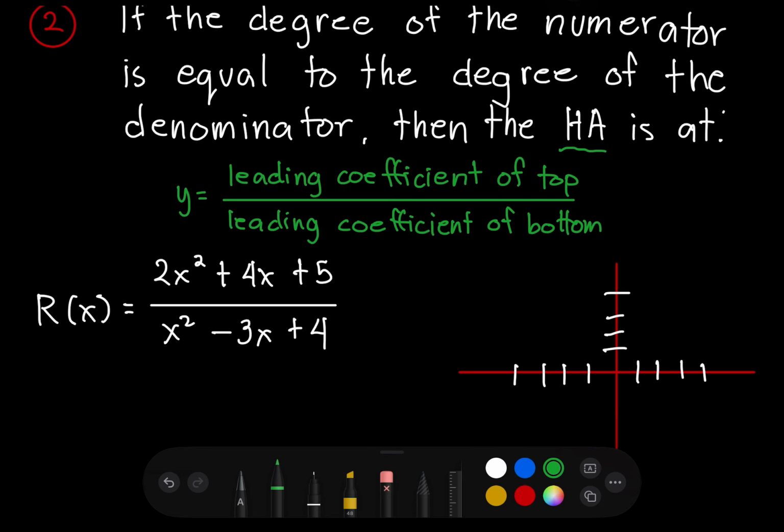Okay, so let's identify first or confirm first if this example r of x is equal to 2x squared plus 4x plus 5 over x squared minus 3x plus 4 has an equal degree of numerator and denominator. Now, kung kita kagad siya, di ba? The degree of the numerator is 2 and the degree of the denominator is also 2. Those two are the highest exponent of our variable. Therefore, they are both on the second degree polynomial. So, if that is the case, let's follow this formula. y is equal to the leading coefficient of top over the leading coefficient of bottom.